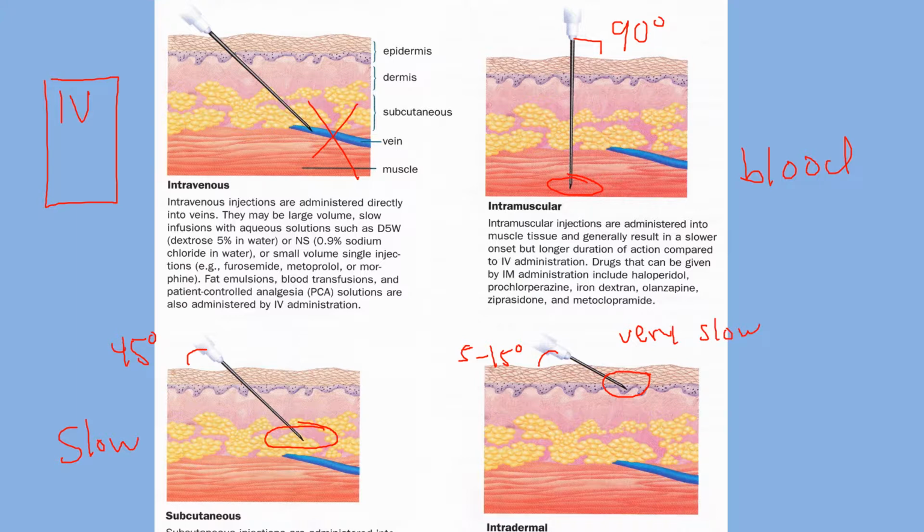So let's give some examples. In the deltoid, we give an IM injection for the flu. Into the fat layer, in the abdomen area, we give insulin under the skin. And for intradermal injection, we usually do allergy or TB screening, in other words, the purified protein derivative.